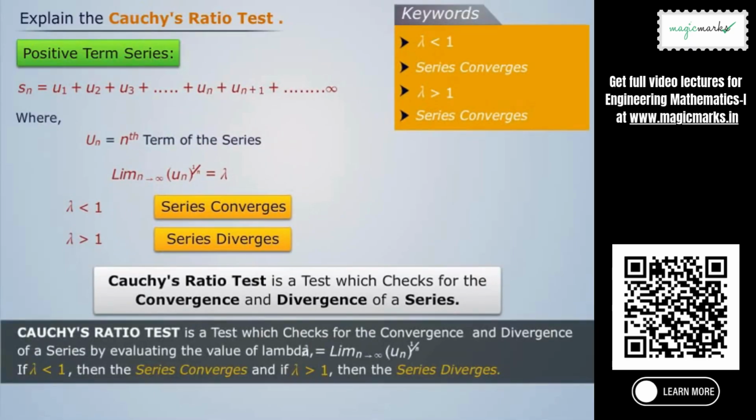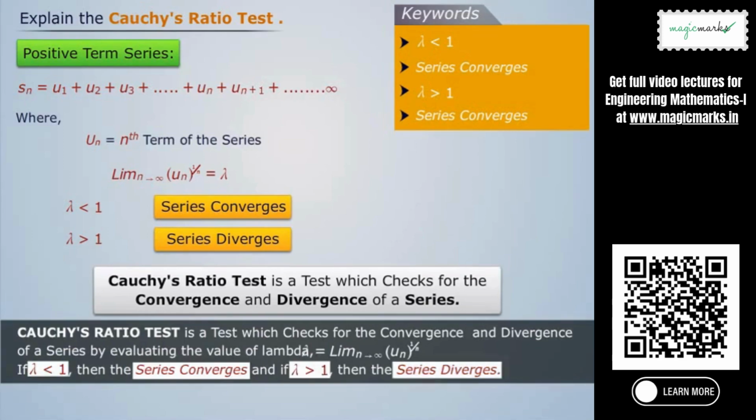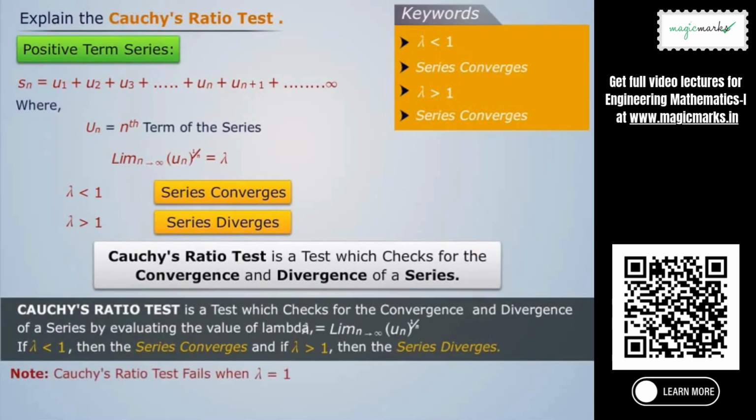Thus, we can say that Cauchy's ratio test is a test which checks for the convergence and divergence of a series by evaluating the value of lambda. In this test, if the value of lambda is less than 1, then the series converges. And if the value of lambda is greater than 1, then the series diverges. Note that Cauchy's ratio test fails when the value of lambda is 1.